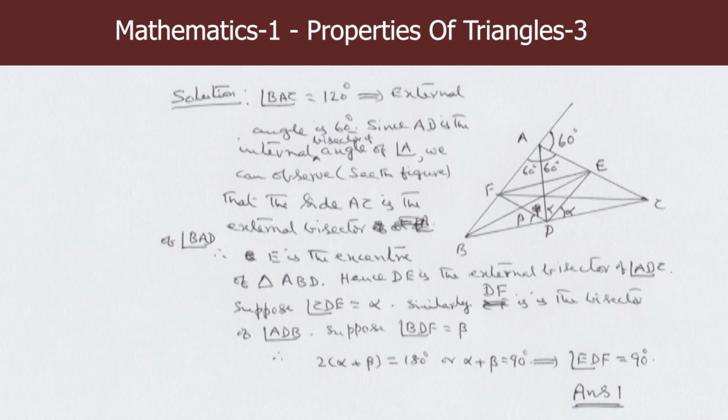So suppose angle CDE is equal to alpha. Now similarly DF is the bisector of angle ADB. Suppose angle BDF is equal to beta. Now 2 into alpha plus beta, as I have indicated, is 180 degrees, or alpha plus beta is equal to 90 degrees. So that means angle EDF is equal to 90 degrees. So triangle DEF is a right angled triangle.